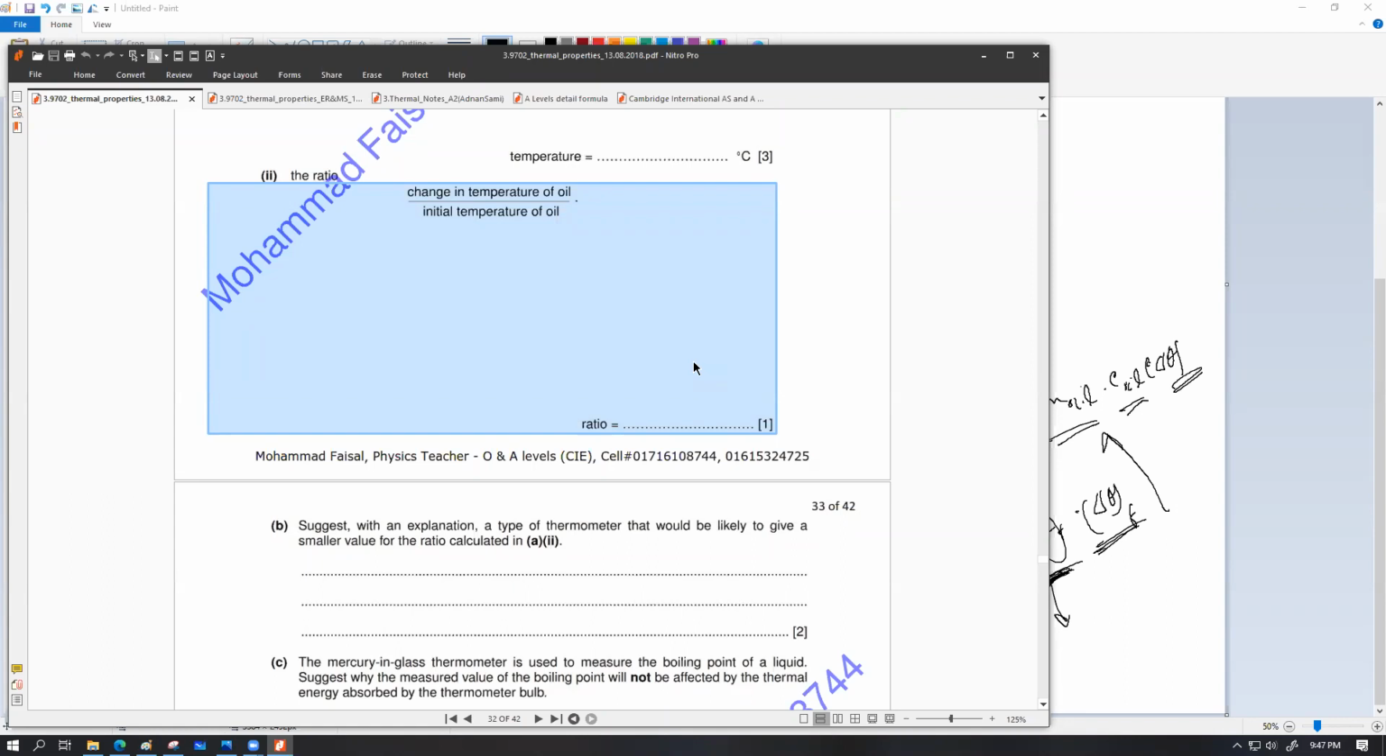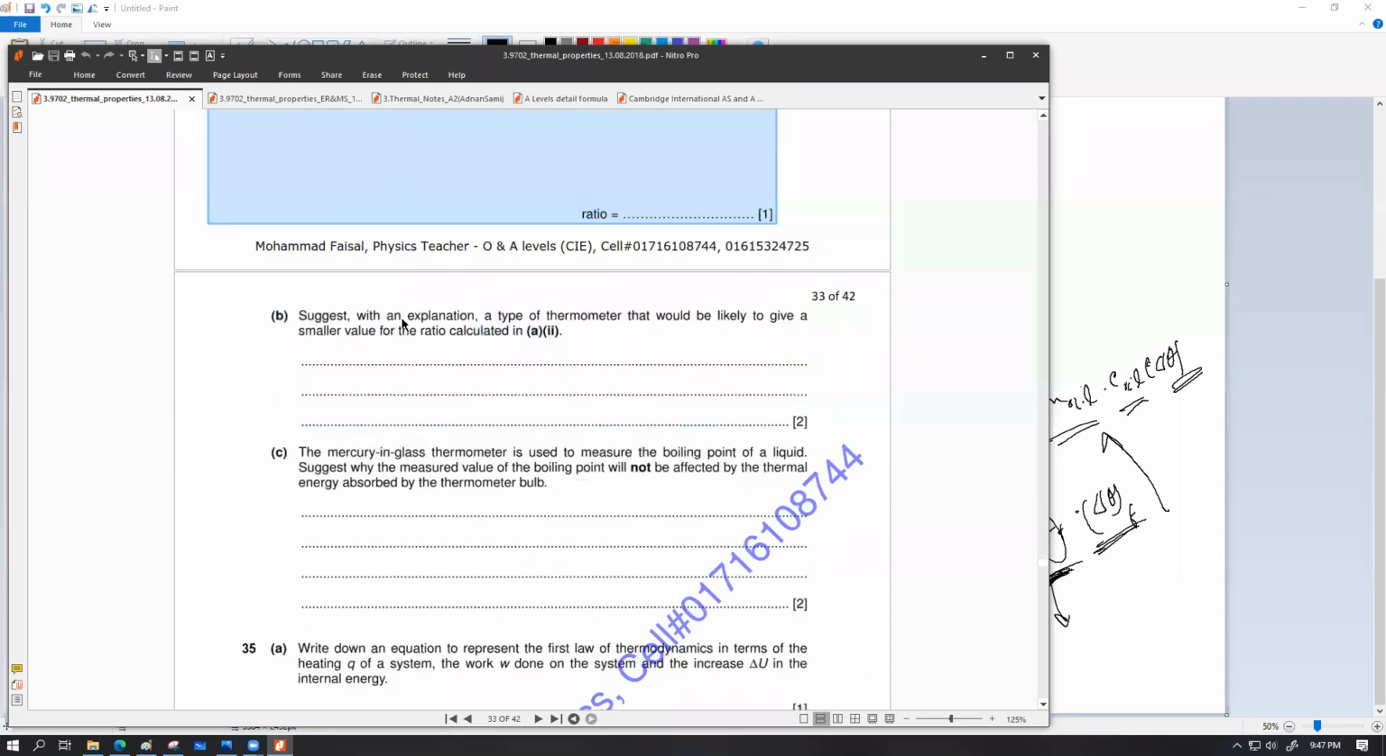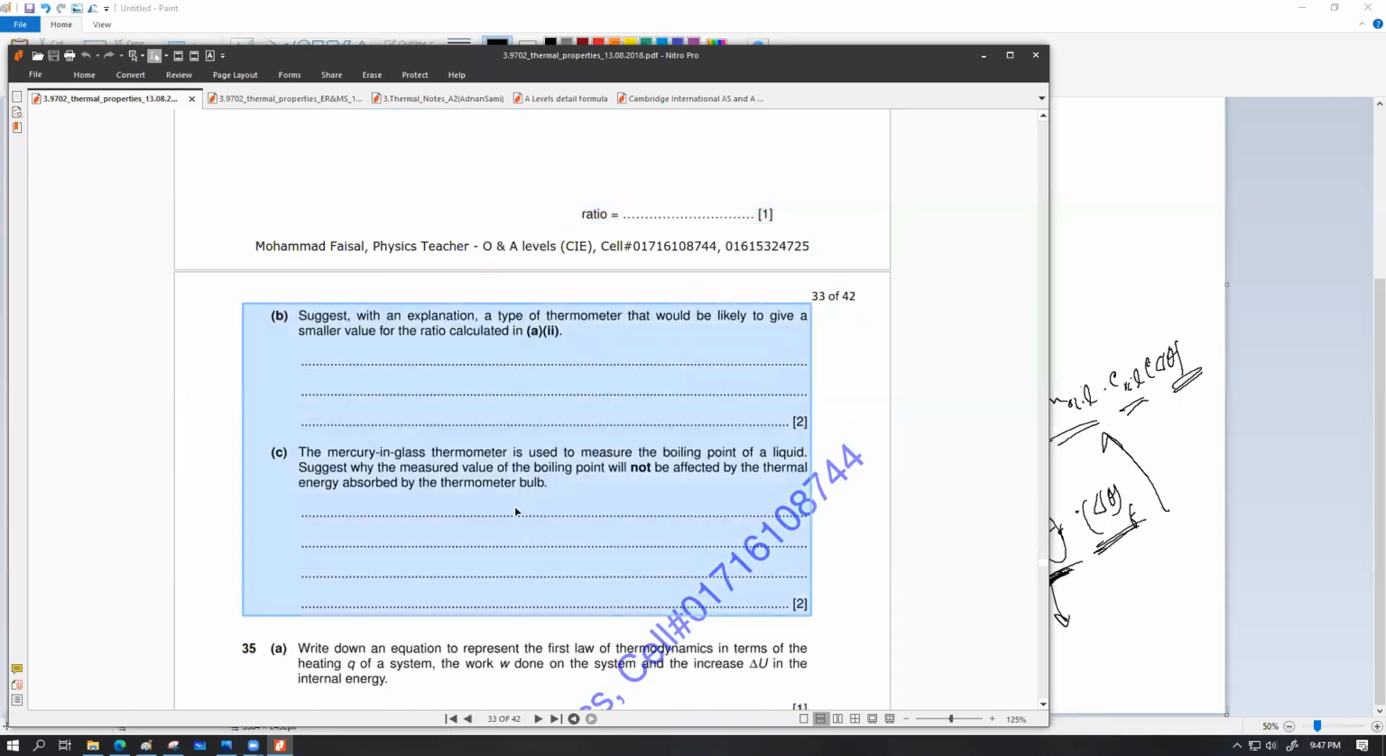স্যার সিটা একটু... Sir, can we answer today? The mercury in glass thermometer is used to measure the boiling point of a liquid. Explain why the measured value of the boiling point will not be affected by the thermal energy absorbed by the thermometer bulb.